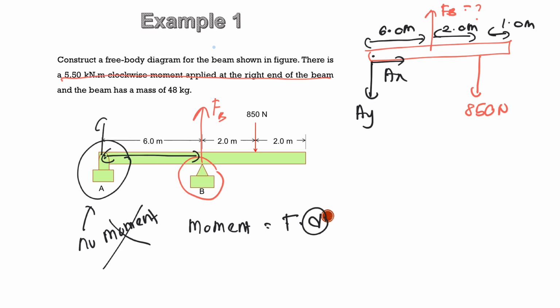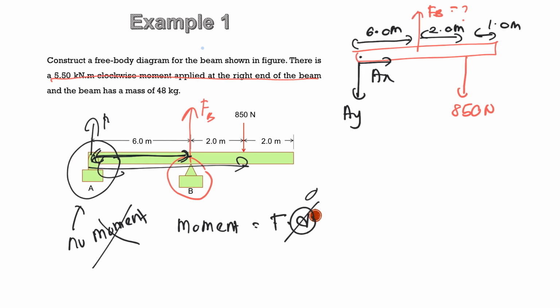So if you put forces here at the hinge, your level arm is going to be 0, because the level arm is measured from the hinge up until the force. That's the reason why at the hinge, it doesn't have any moment. So the moment will be 0. Please take note of that.